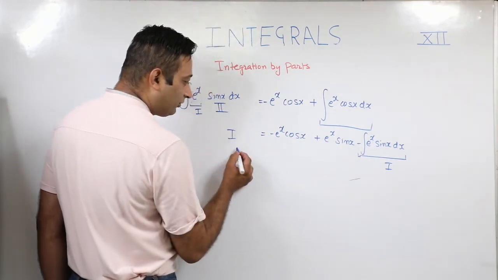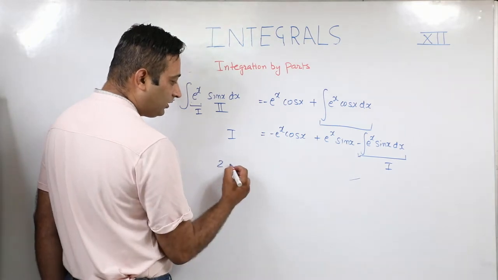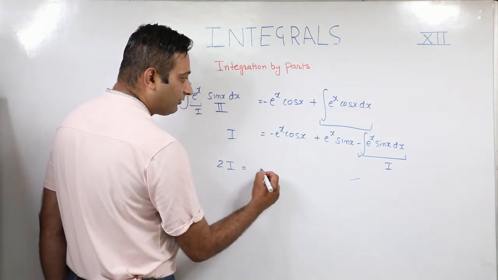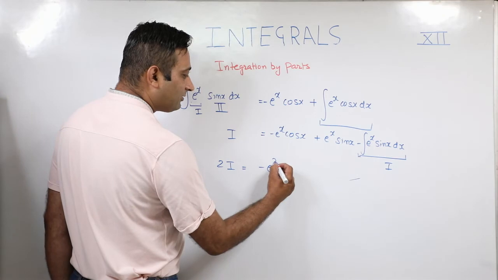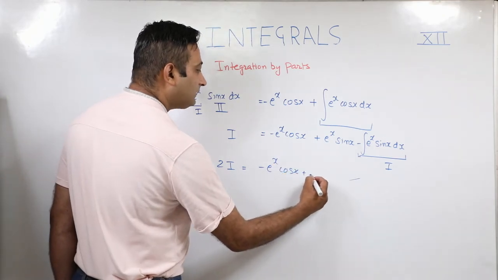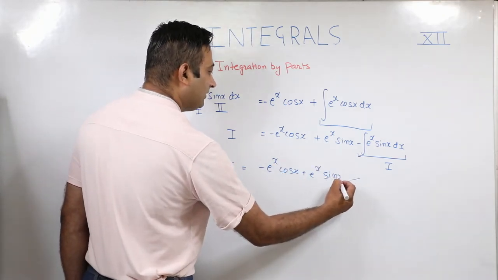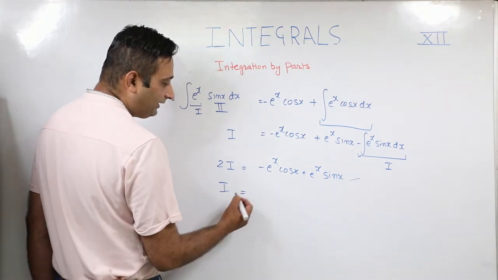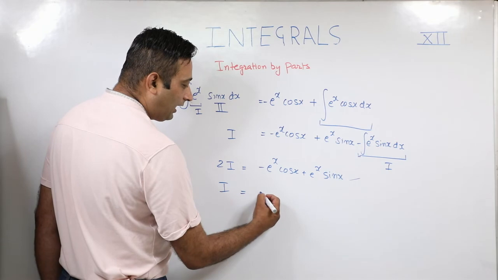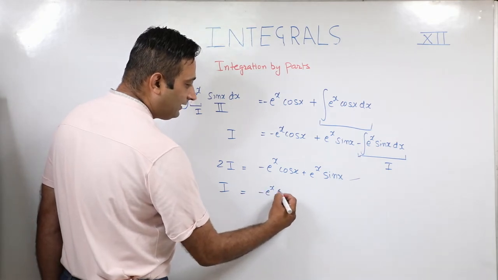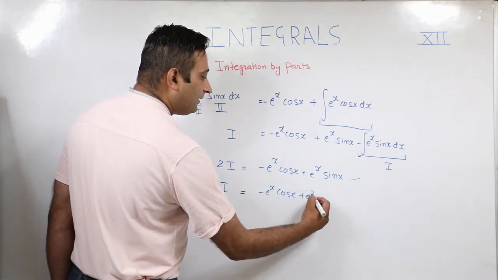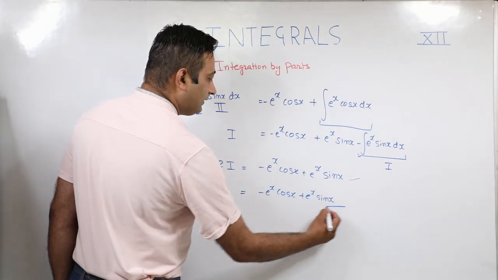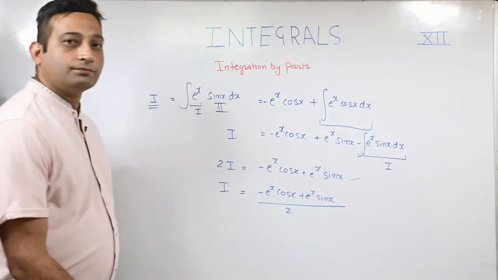So we'll take this I to the left hand side, we'll transpose this. What we'll get is 2I is equal to minus e raised to the power x cos x plus e raised to the power x sin x. So in this way we could easily find the integral, that will be half of minus e raised to the power x cos x plus e raised to the power x sin x, that is, divided by 2.